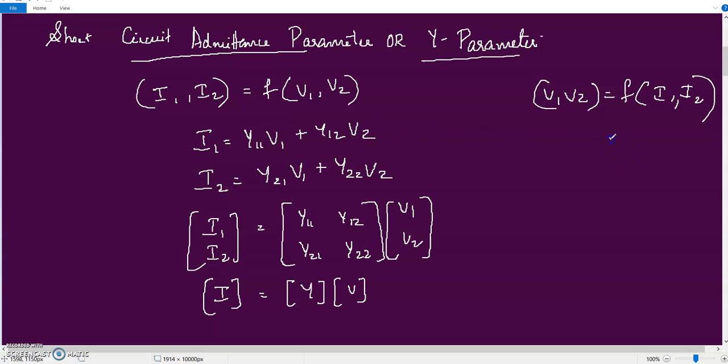When a port is short circuited, the voltage across it is 0. That is, there is no voltage difference between these two points. Therefore, the voltage is 0, and that is why it is called short circuit admittance parameters. So come, let's see how we can find each of these parameters by short circuiting the input and output ports.